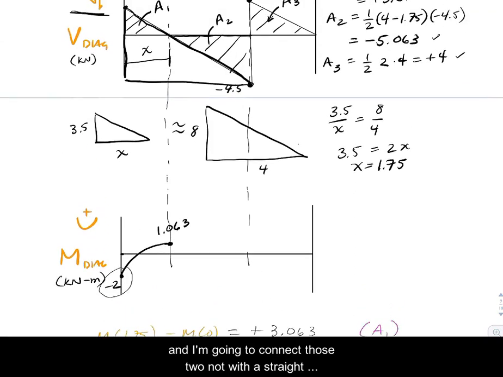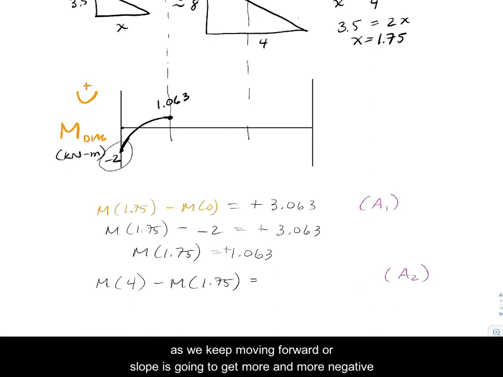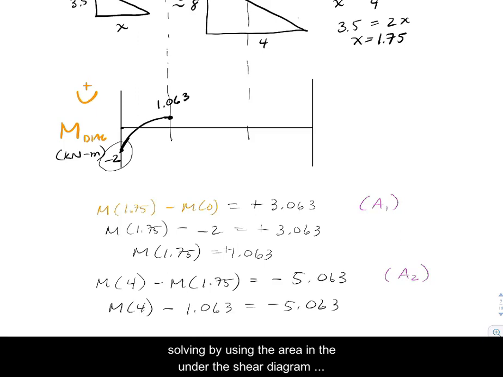And why is it going to be curved? Because the slope of the moment diagram is equal to the value of the shear diagram. So if we look right at the beginning when we jump on, we have a very positive slope. As we get right to 1.75, we have a 0 slope. As we keep moving forward, our slope is going to get more and more negative. And so I'm going to solve for the moment at 4 by using the area under the shear diagram between 1.75 and 4.